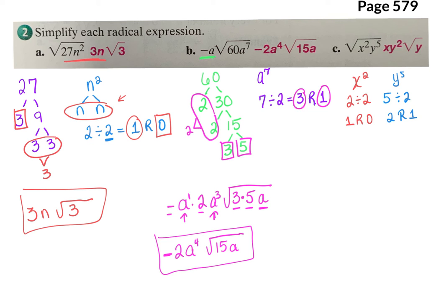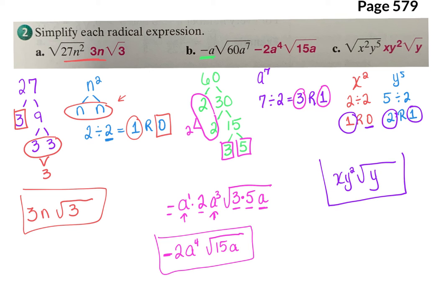And so for my x's, 1 x will come out and 0 x's will stay in. For my y's, 2 y's will come out and 1 y will stay in, which is where I get my answer: x y squared times the square root of y.